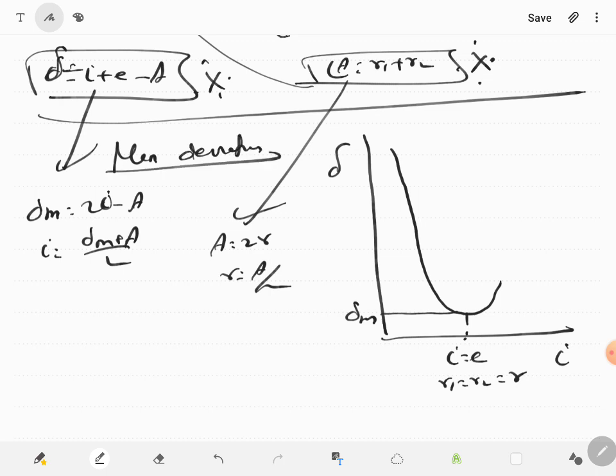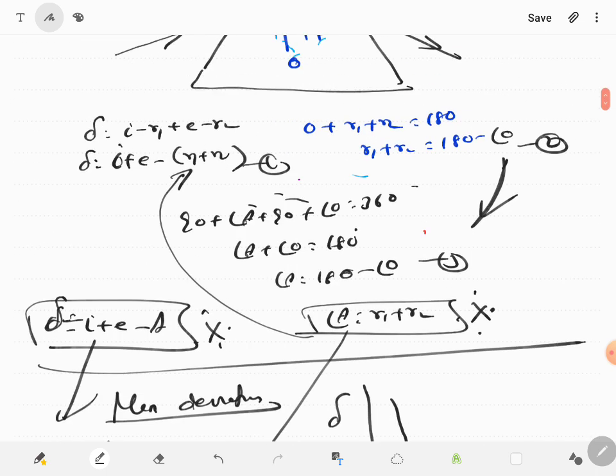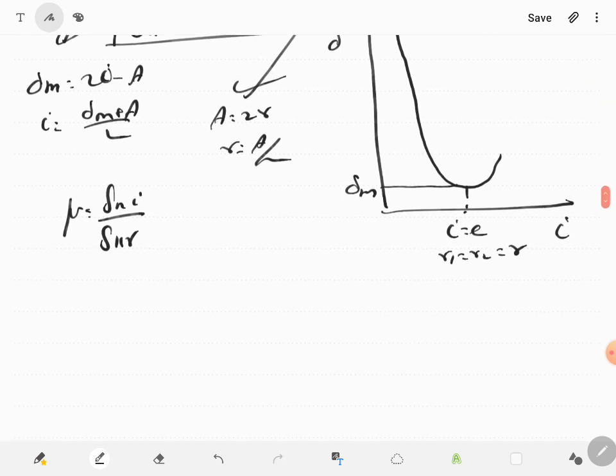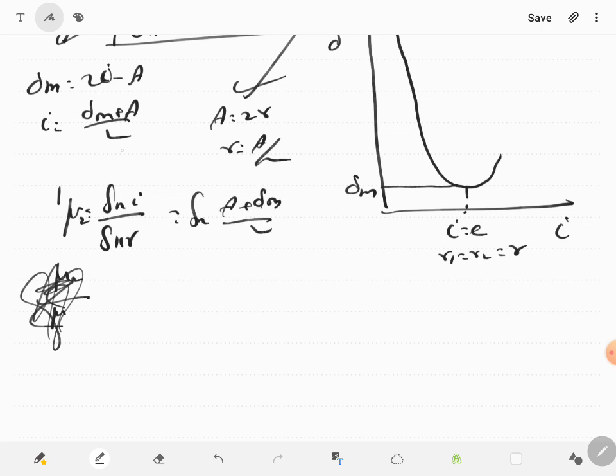Whenever there's a minimum deviation question, you can use mu is equal to sine I by sine R, because we're considering only this face where it's entering from rarer to denser. For me, mu is always mu 2 with respect to 1, which is mu 2 by mu 1. Okay, forget about it. What is sine I? Sine I is sine of (A plus delta m) by 2, substituted from here, and sine R is sine A by 2, substituted from here.